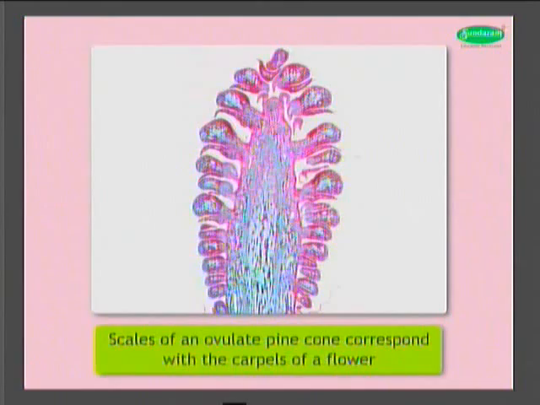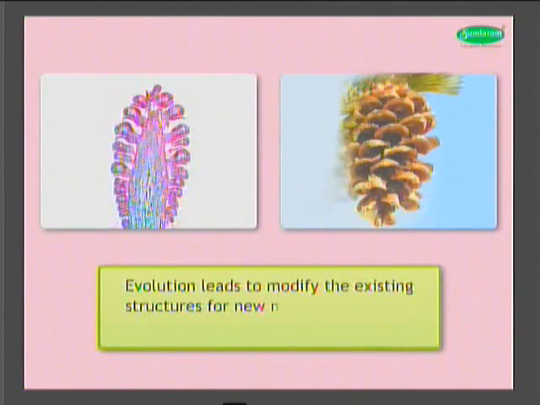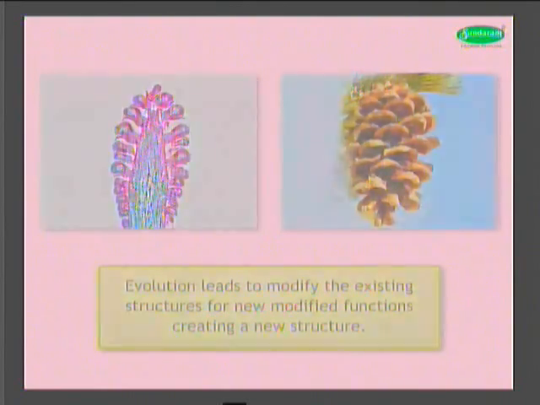The scales of an ovulate pine cone correspond to the carpels of a flower, and the scales of a staminate cone correspond to the stamens of a flower. Similarities observed between the homologous organs are due to the fact that evolution leads to modify the existing structures for new modified functions, creating a new structure.